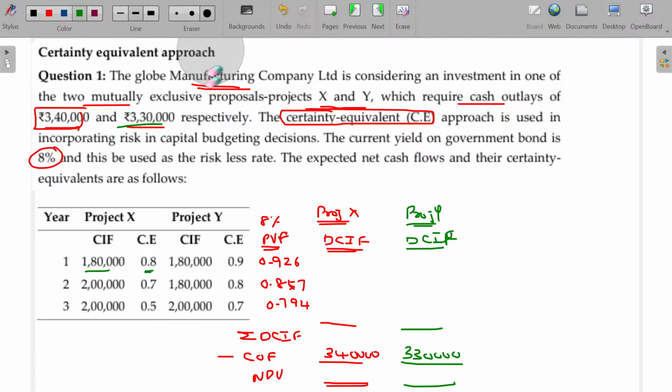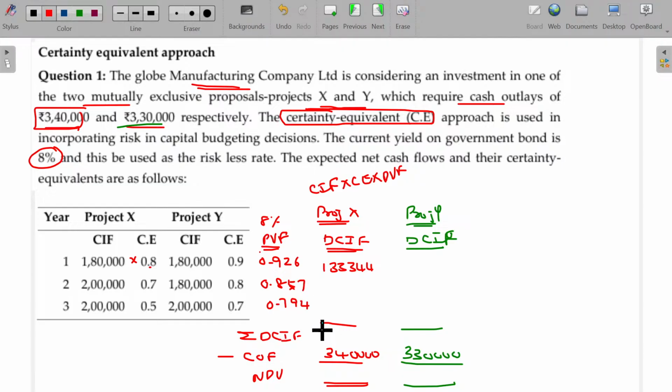In this case, you have to multiply what? Cash inflow multiplied with the certainty equivalent and then present value factor. So cash inflow, applicable certainty equivalent, and then PV factor. If you multiply, then what's the value you are getting? 1,33,344. It is not 180 into 0.926. One extra work is done here, which is nothing but multiplying the cash inflow with the certainty equivalent.